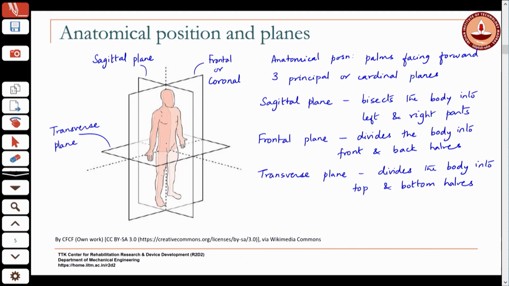So, if you imagine the origin where these three planes intersect, this would be the center of mass of the whole body. If you imagine that as a sphere, then each of these planes divides it into two equal parts. So, you have the center of mass of the body located at the origin of these three reference planes.